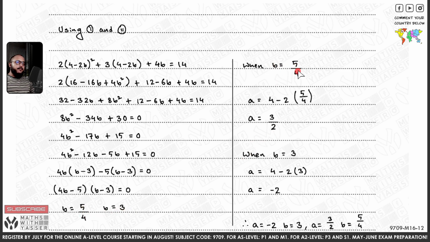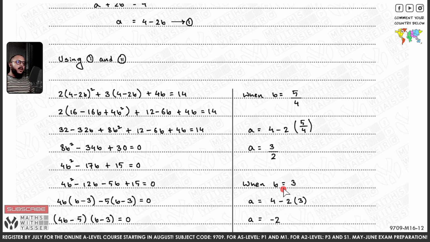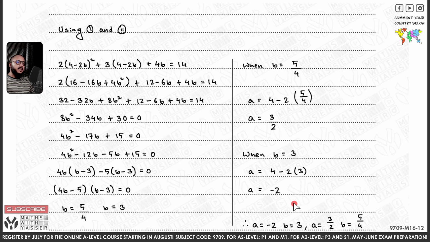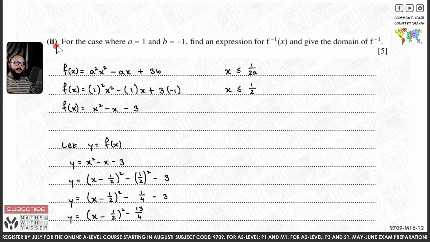When b is 5 by 4, if we substitute this into this equation, we get 4 minus 2 times 5 over 4. That gives us a equals 3 over 2. When b equals 3, a equals 4 minus 2 times 3. That gives us negative 2. So the values are a is negative 2 and b equals 3. Also, a is 3 by 2 and b is 5 by 4.